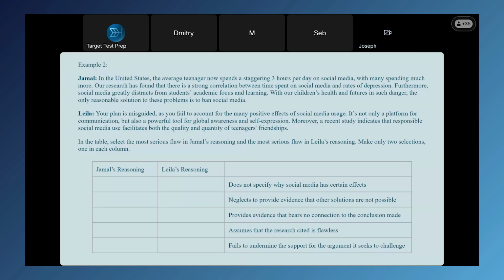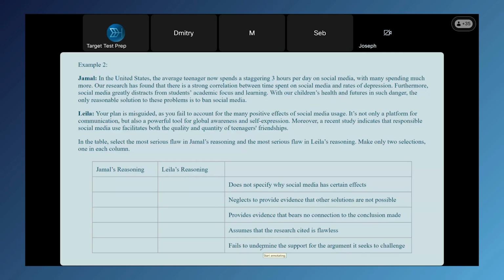Leela: Your plan is misguided as you fail to account for the many positive effects of social media usage. It's not only a platform for communication, but also a powerful tool for global awareness and self-expression. Moreover, a recent study indicates that responsible social media use facilitates both the quality and quantity of teenagers' friendships. And we are looking for the flaw in Jamal's reasoning and the flaw in Leela's reasoning.